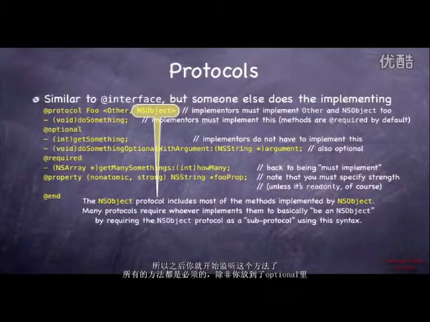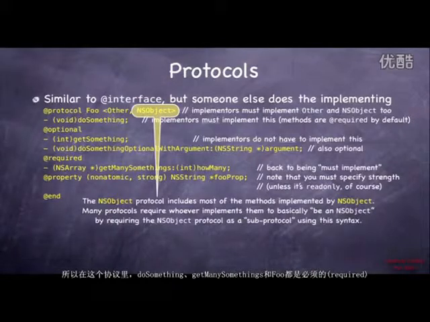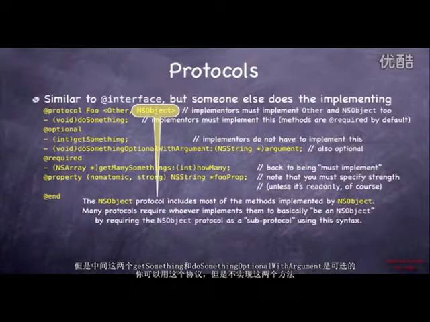So anyway, then you just start listing the methods. All the methods are required unless you turn on this optional flag. You see how, after the first one, I've put @optional? That means now all the methods that I'm listing are optional, until I do @required, and now they're required again. So in this protocol, doSomething, getManySomethings and the property fooProp are all required. But the two in the middle, getSomething and doSomethingOptionalWithArgument, are optional, not required. In other words, you can say you implement this protocol and not implement those methods, and that's allowed.